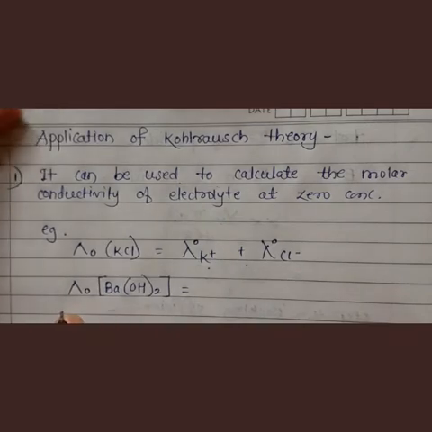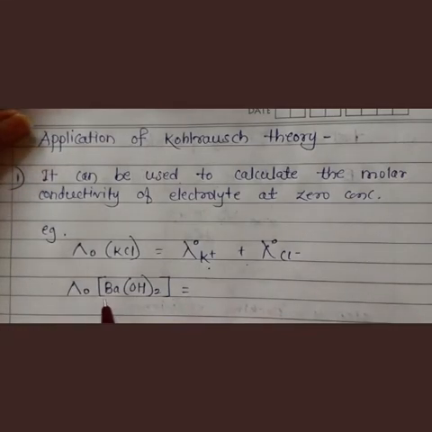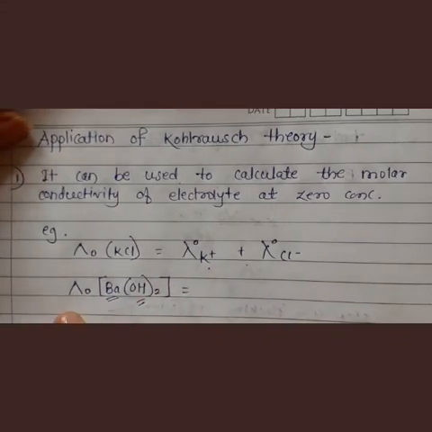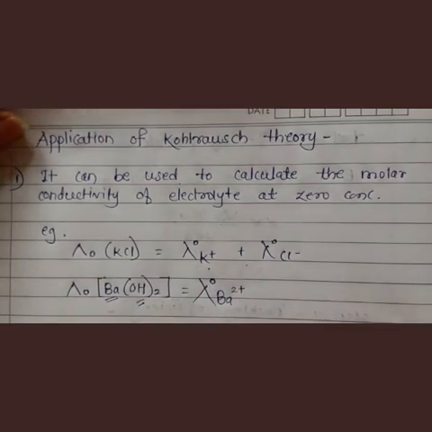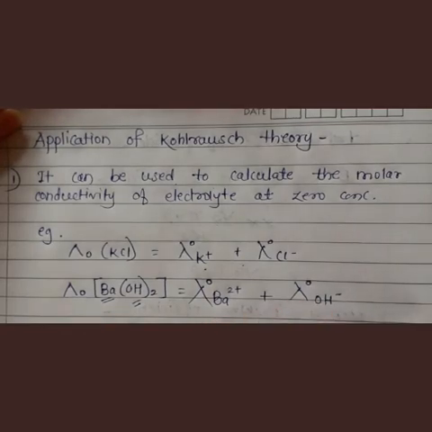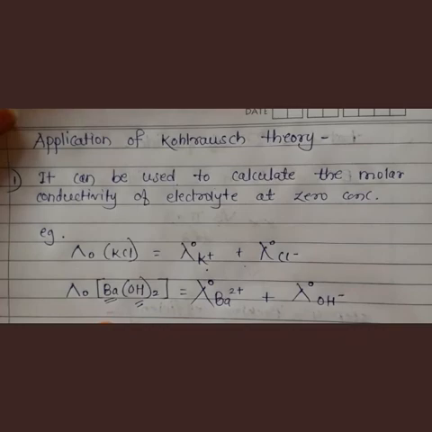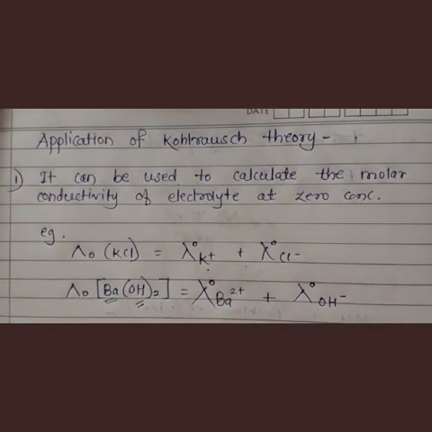Understand? Similarly, one more example, molar conductivity of Ba(OH)2. If you know the molar conductivity of cation and anion, you will be able to find out the molar conductivity of Ba(OH)2 at zero concentration. It can be written as the molar conductivity of Ba2 plus cation plus the molar conductivity of OH minus ions. If you know the conductivity of these cations and anions, you can easily find out the molar conductivity of Ba(OH)2 at infinite dilution. So this is the first application. Let us see the next application.